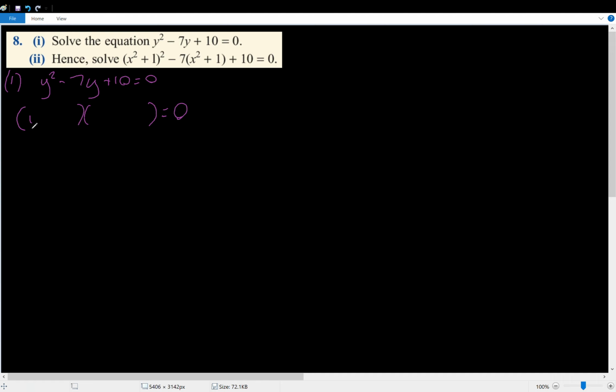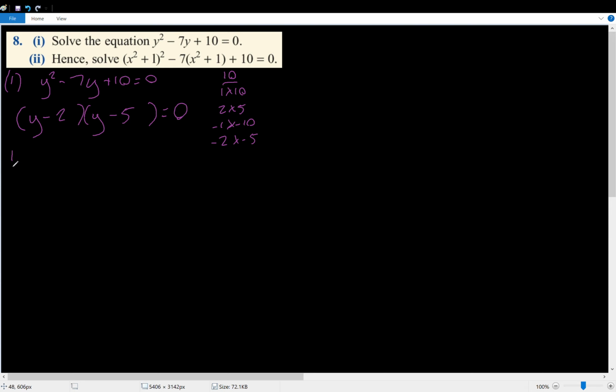So our first term in each bracket is going to be y and y, because they multiply to give us y squared. And now we're looking for factors of 10 that will sum to minus 7. So our factors of 10 are going to be 1 times 10, 2 times 5, minus 1 times minus 10, and minus 2 times minus 5. So we're going to take minus 2 and minus 5. So we get y minus 2 times y minus 5 is equal to 0.